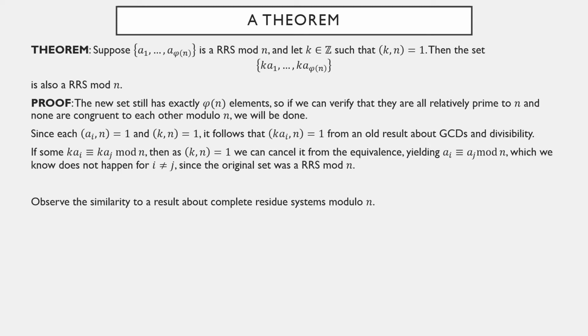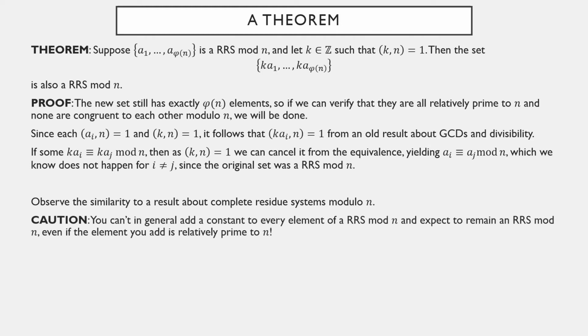And this is very similar to a result we had about complete residue systems. If you had a complete residue system mod n and a number k that was relatively prime to the base, you could multiply everything in the complete residue system by k and still be a complete residue system mod n, and the proof was very similar.